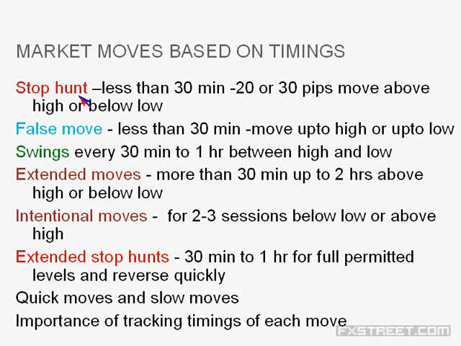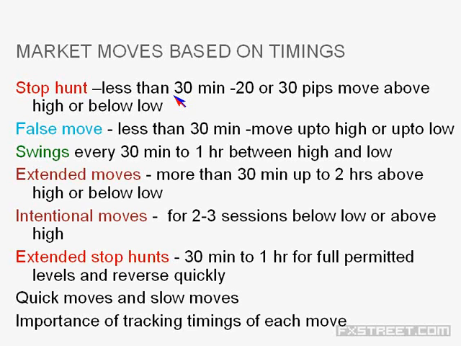The first type of move is the stop and reverse. In an earning process, it is the most frequently used type of move. It happens in less than 30 minutes. They can take about 10 to 15 minutes and finish up, or they may take up to 30 minutes and finish up.